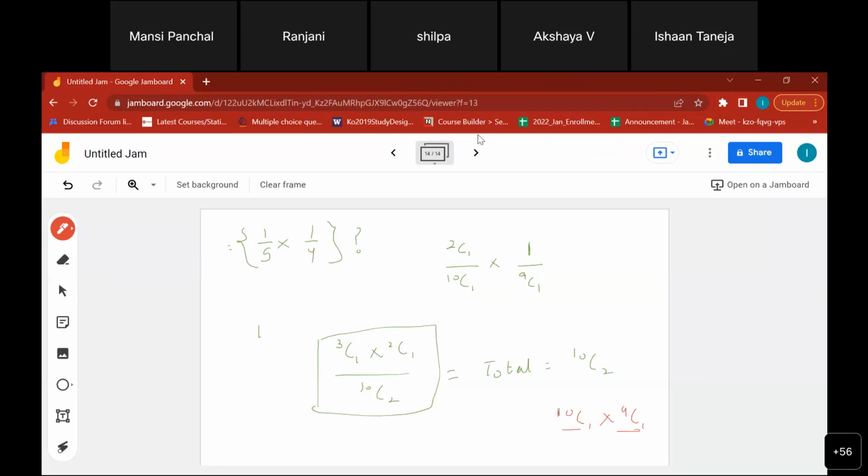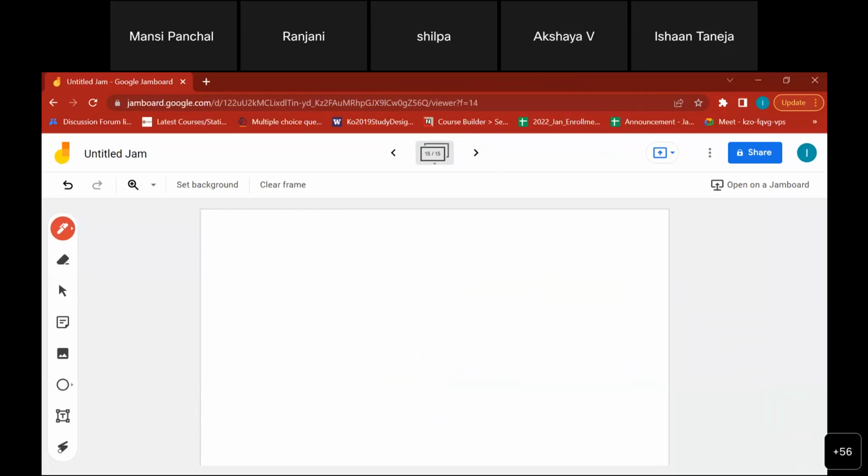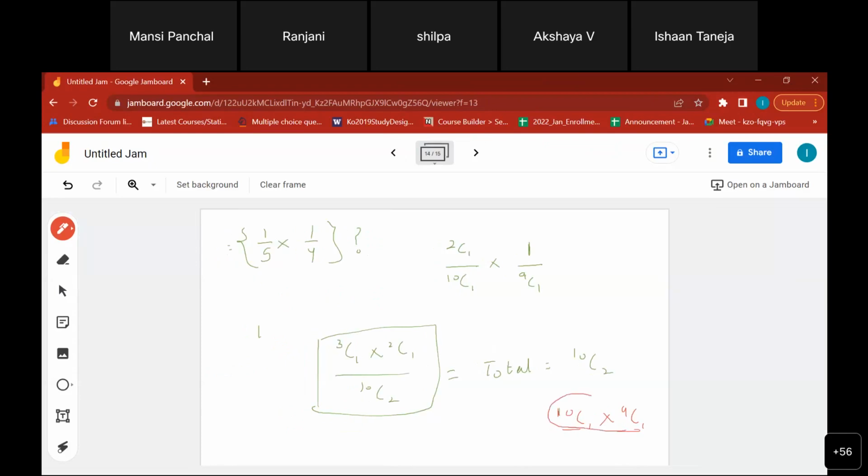Okay, let's consider an example. Suppose I have three balls here. I have one red, one blue, one black. So if I draw red first and blue second, or if I draw blue first and red second, will it be different cases or same? Same, right? So here when you are doing this 10C1 into 9C1, you are not removing the duplicate cases.